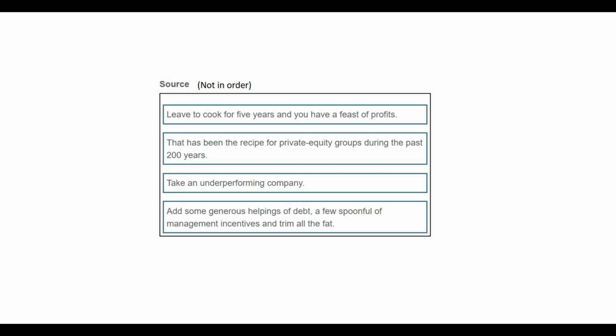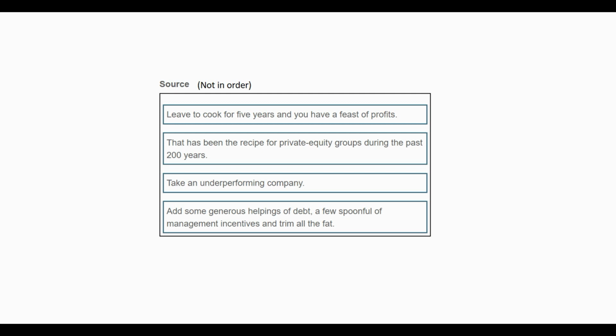So at the start is: take an underperforming company. That is the introduction. And now the clue is underperforming. That means it's in a bad shape. So for an underperforming company, what you have to do is written in a way as if you are cooking something. You add some debt and some incentives and trim all the fat, that means expenses. So from there, you make some investment. And after the investment, you leave it to cook for 5 years and you have a feast of profits.